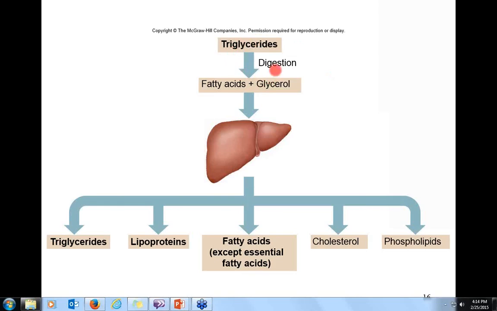Okay, so once you digest triglycerides, your body can use them to build triglycerides, lipoproteins. We'll talk about lipoproteins in a moment. Other fatty acids, except the essential ones, cholesterols, and phospholipids.